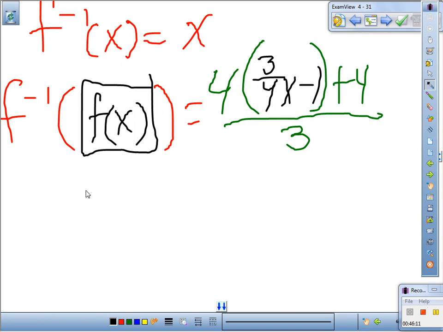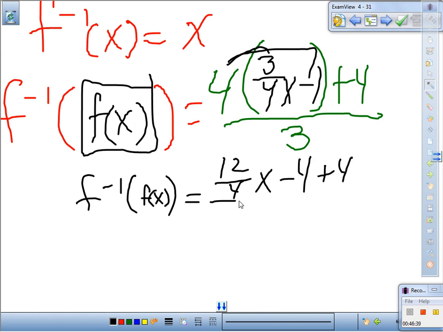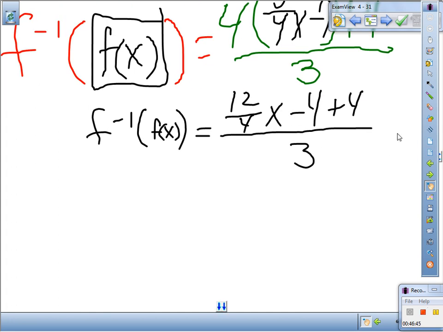All right, let me rewrite this. F inverse of f of x equals. All right, so let's distribute here. What is 4 times 3? 12 over 4x. What is 4 times negative 1? Negative 4. Then we bring down the plus 4 and all that over 3. Let's see if you can finish this off by yourself.